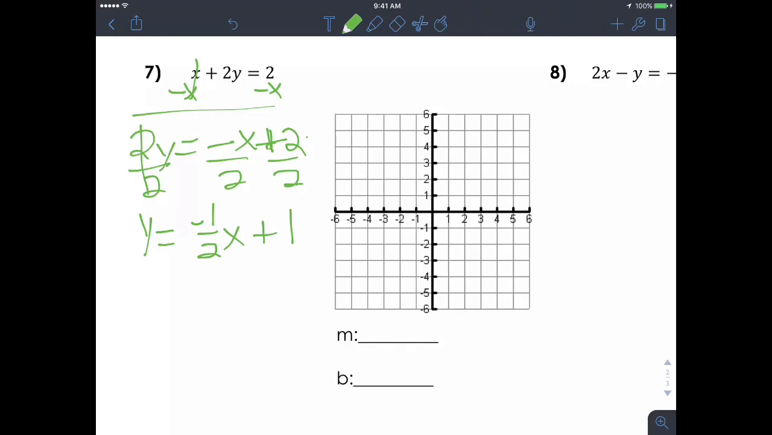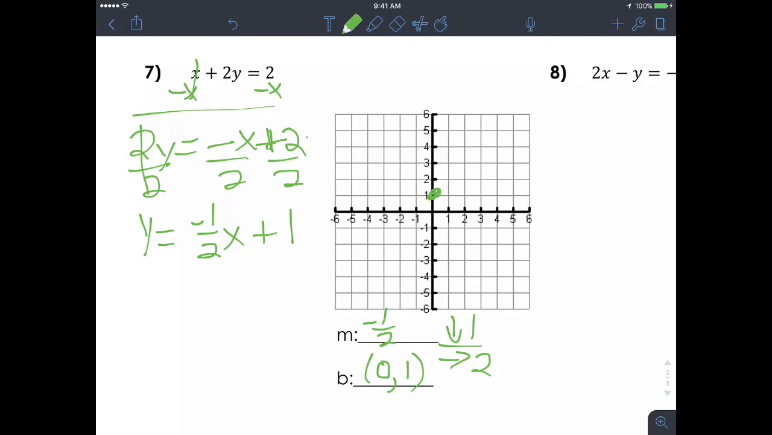All right, now that it's in y equals mx plus b form, now we can identify what m and b are. M is always in front of x, so the m is negative 1 over 2, and then the b is what's either being added or subtracted. In this case, it's the 1, so we're going to start at 0, comma 1. So I'm going to put my point at 0, 1, which is right here, and this slope tells me to go down 1 and to the right 2.